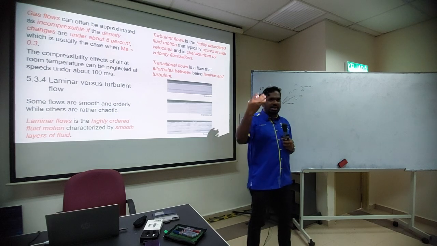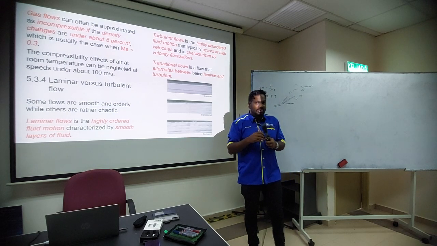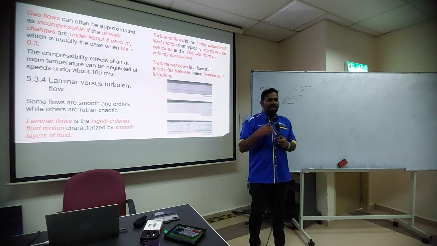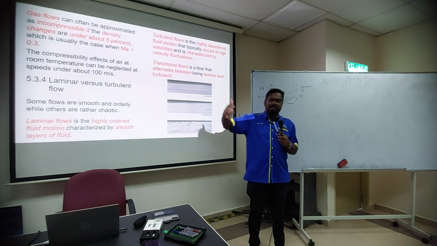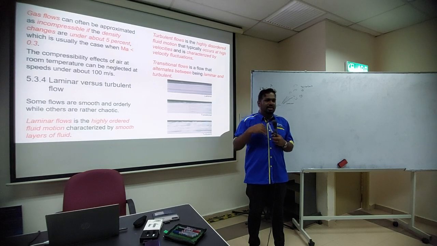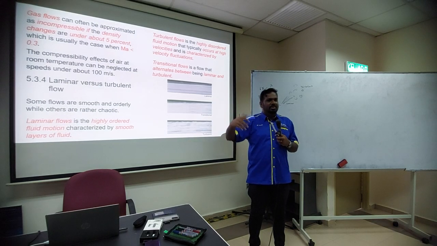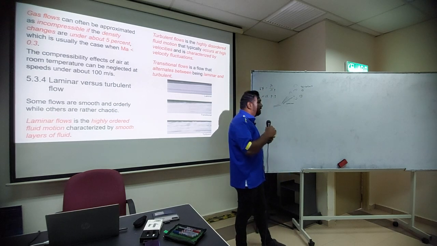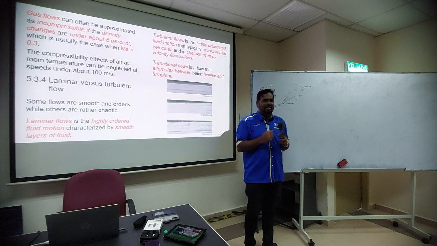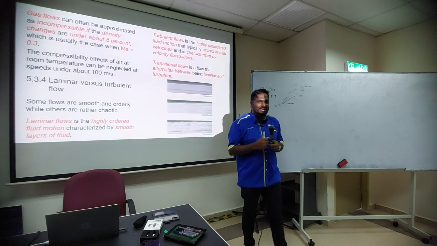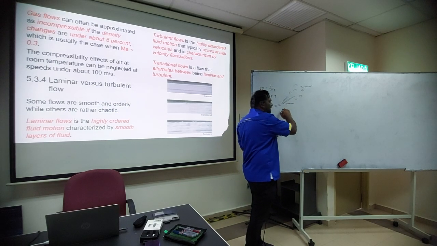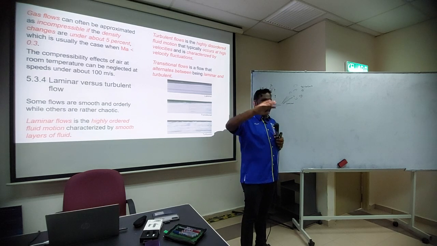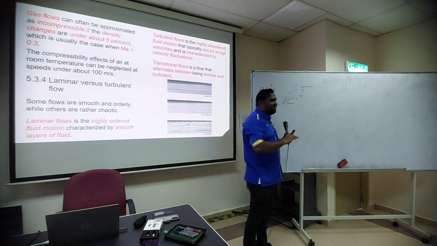Even in an aircraft, you will always hear the pilot say we are experiencing some great turbulence. There are some changes in the velocity of the cloud, of the wind, so you will experience a very hard time in the flight. Okay, so this is laminar. Laminar is normally smooth and orderly, and turbulent is chaotic.